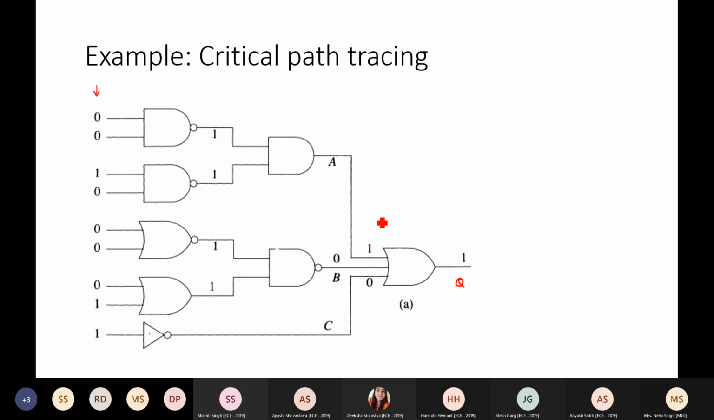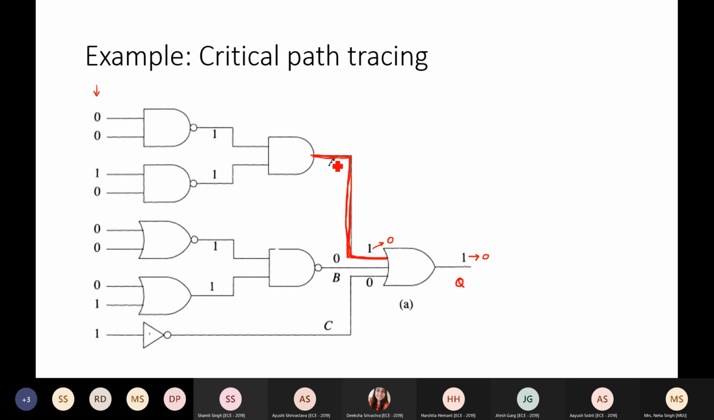A. Because A का value अभी 1 है. If I put this to 0, then the output should switch to 0 because all the three inputs of the OR gate will be 0. So I mark that this A input is critical. If A input is critical, this path is also critical. Any change in this path will cause the output to change. So this path becomes the critical path.